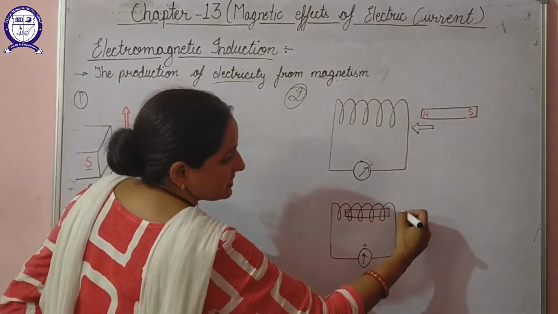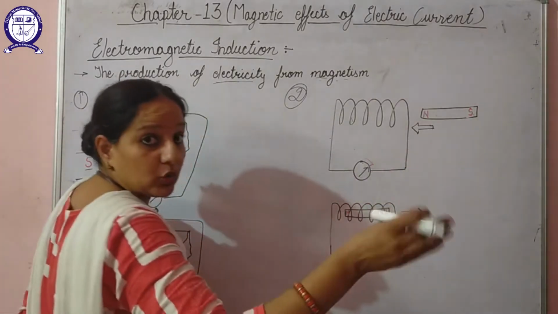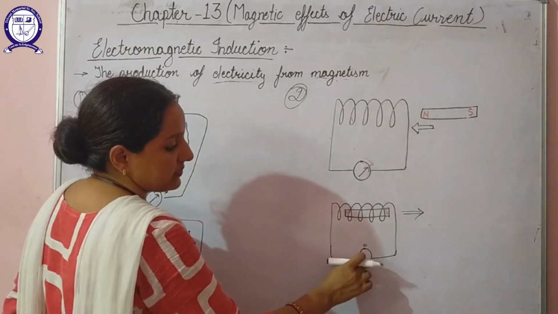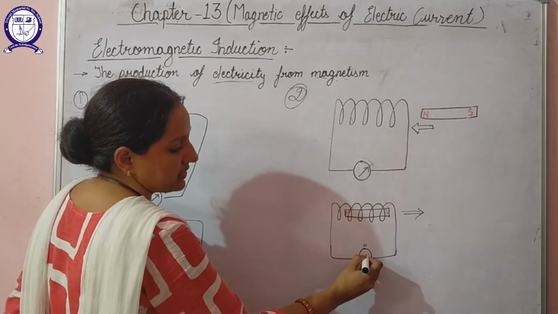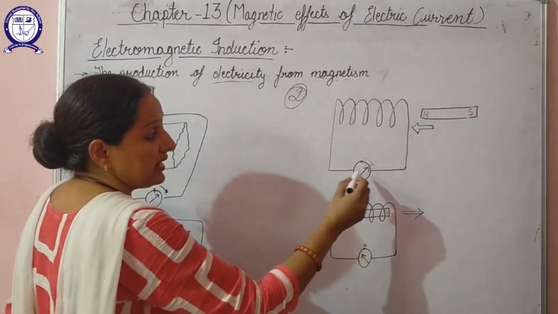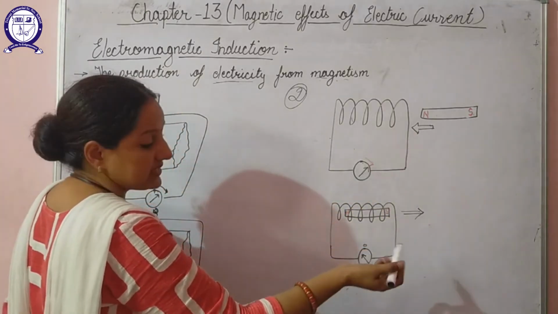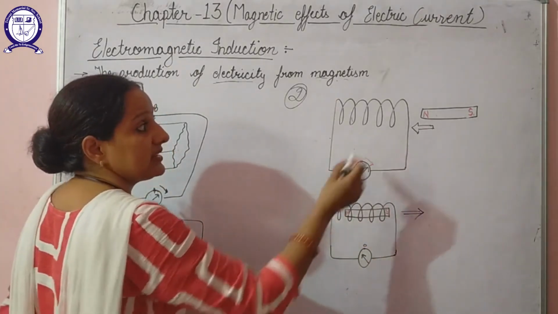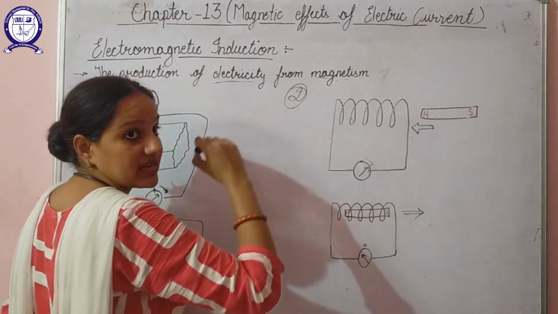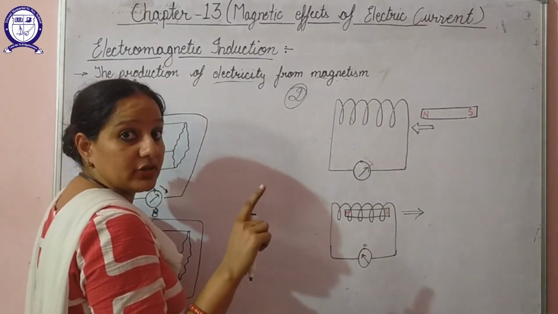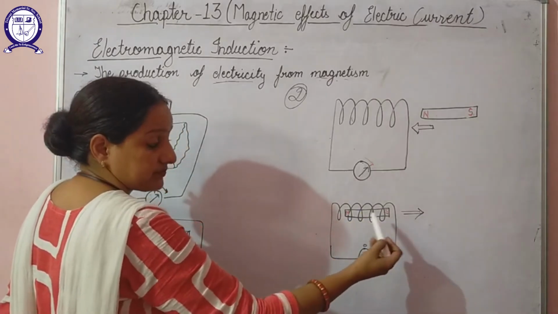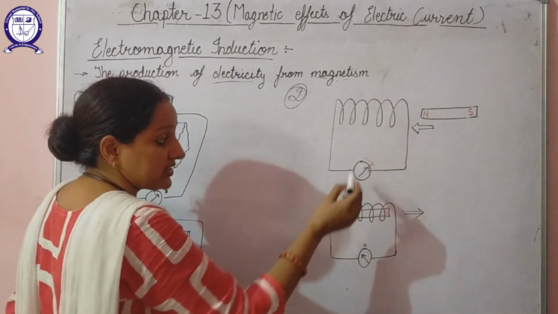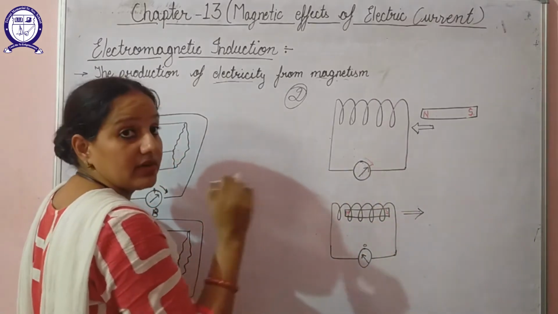The third time, when I start to move the magnet in the outwards direction, again some deflection was observed, but this time the deflection was in the opposite direction. Earlier it was showing deflection towards the right hand side, now it is showing deflection towards the left hand side. So it is indicating that when I am inserting the bar magnet inside it, current is induced, and when I am ejecting it in the outwards direction, the current is also induced, but the direction of current in both cases is reversed.